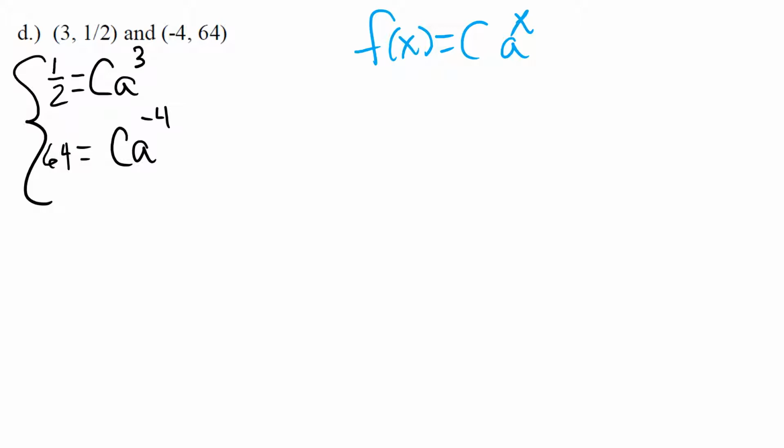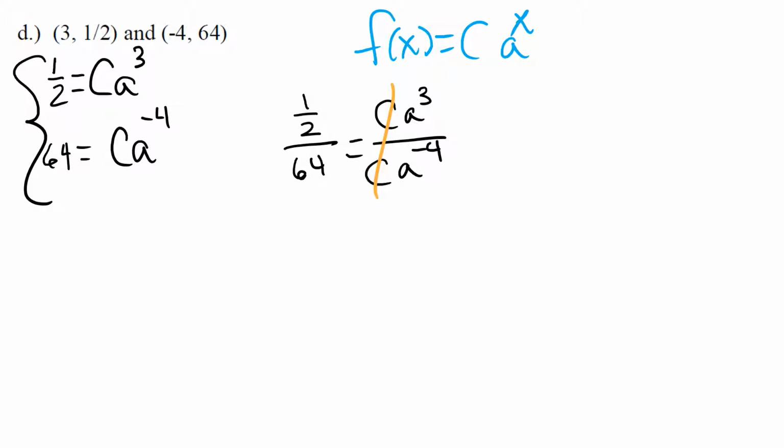You can always use cross multiplication, which is the same way I did on number C at the beginning of the slides. So setting this up so you can solve it, y divided by y equals ca cubed over ca to the negative 4th. Wonderful news, the c's cancel. They're always going to cancel. That's our very first step. Now I'm going to take 1/2 and divide it by 64 over 1, which is the same as 1/2 times 1 over 64, which is 1 over 128.